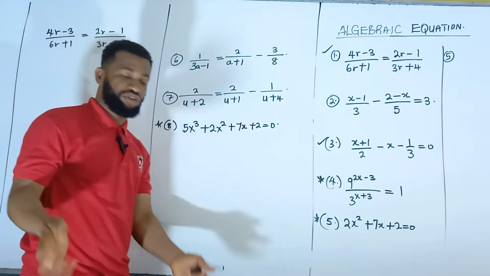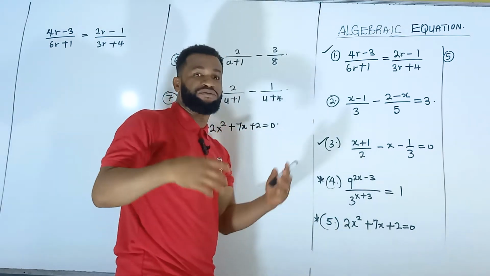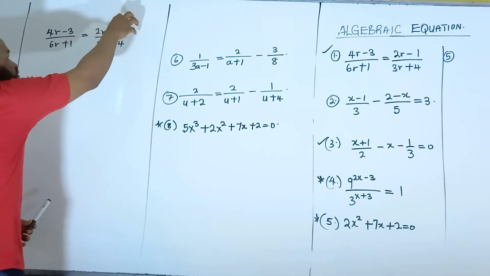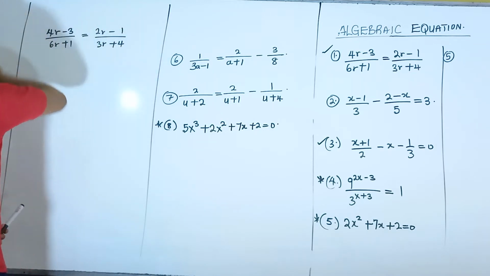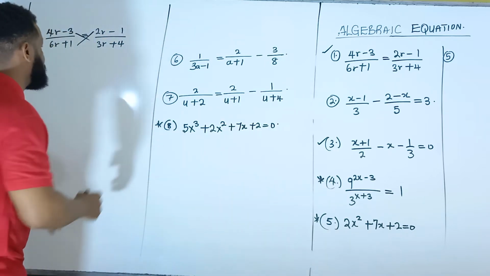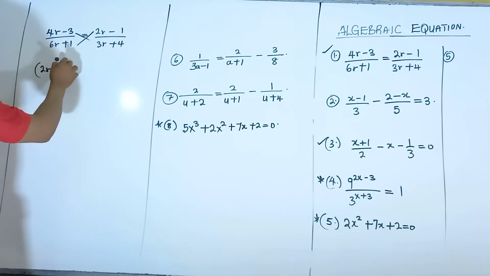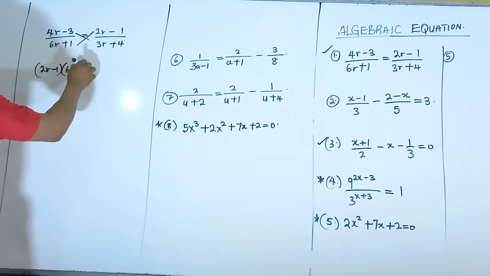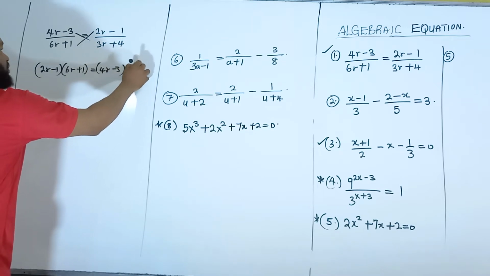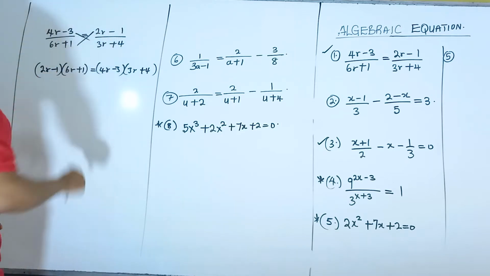People call it cross multiplication, and I don't know what that means. That is what people like to say. But what it simply means is you are multiplying this side with the LCM and you are multiplying this side with the LCM. So at the end, what you have is the same thing that people do. Let's do it for the sake of space and video. So we have 2r minus 1 in bracket times 6r plus 1 equal to 4r minus 3 in bracket times 3r plus 4 in bracket. So this multiplied by this and this multiplied by this.